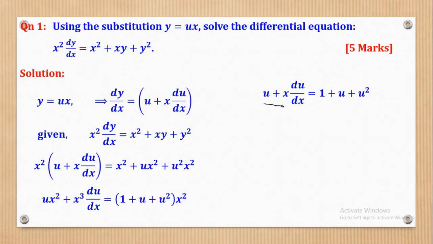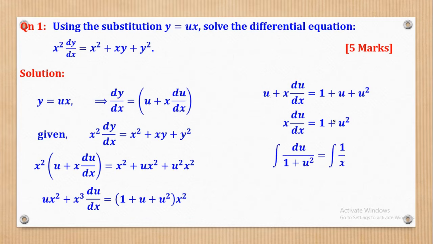So in the end, you come up with u plus x du/dx equal to 1 plus u squared. So I think this is separable. So the first thing to do is to rearrange, because this u and this u cancel, and you remain with x du/dx equal to 1 plus u squared.